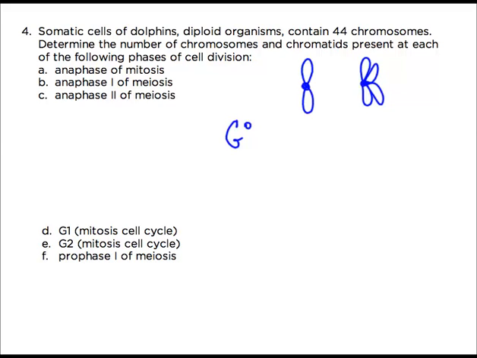I think I'll do it this way and say, if you were to look at just one of the 44 chromosomes in that dolphin cell, at G0, it would look like that. It hasn't been duplicated, so each chromosome consists of one chromatid at that time, and therefore altogether there would be 44 chromosomes, and the number of chromatids would be exactly the same, right?